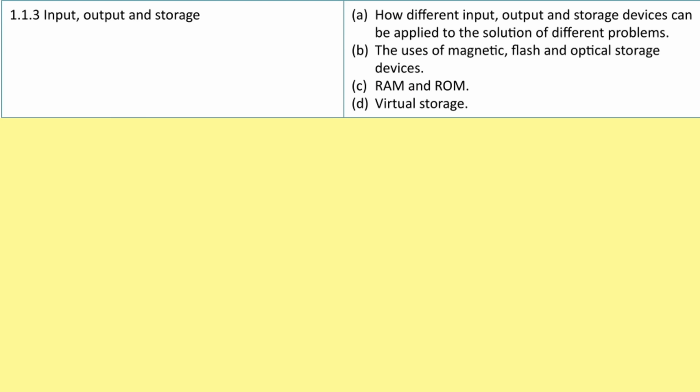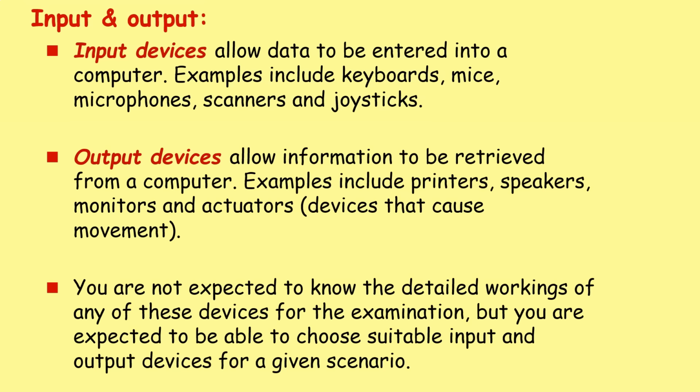1.1.3 Input, Output, and Storage. So input and output. This is quite simple. Input devices allow data to be entered into a computer. So for example, a keyboard, a mouse, a microphone, a scanner, a joystick. While output devices allow information to be retrieved from a computer. Examples include printers, speakers, monitors, actuators, etc.